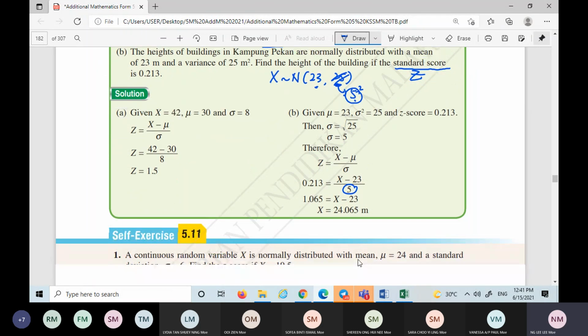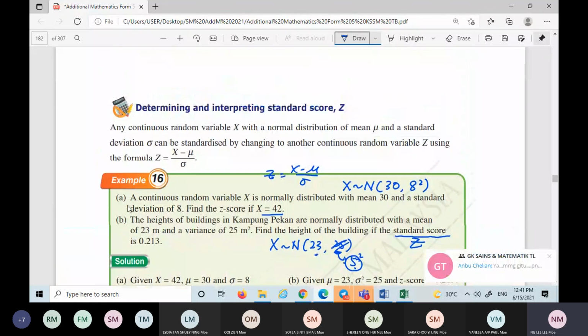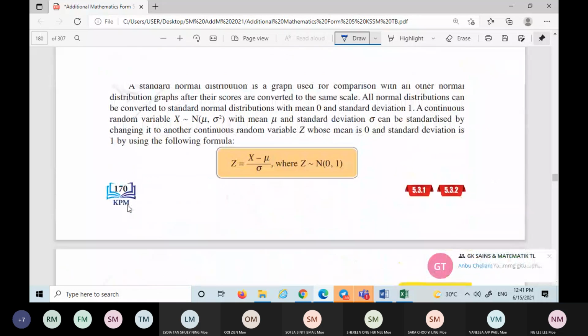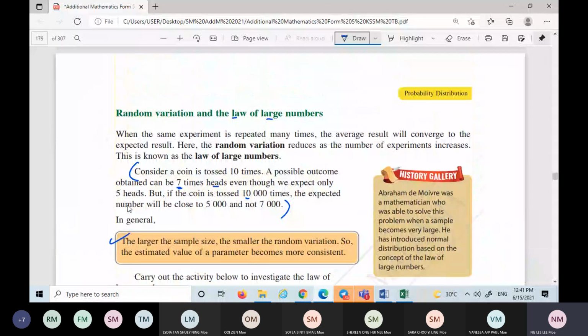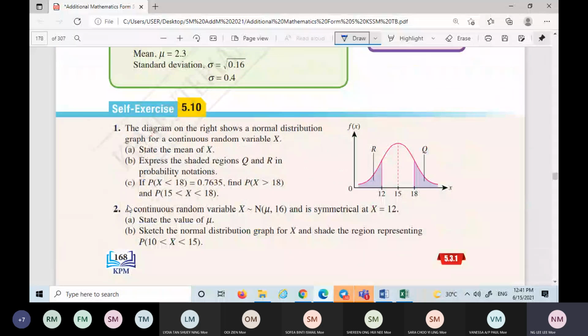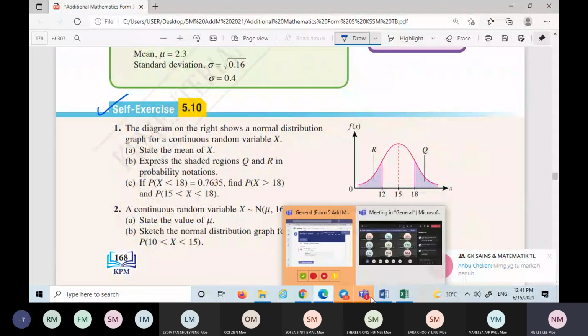So you can do this exercise and then one more exercise. Two exercises, 5.10 and 5.11. Wait, I take attendance.